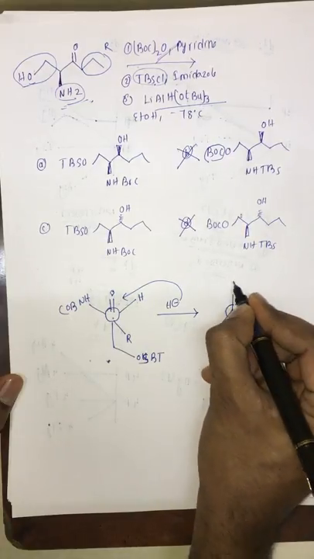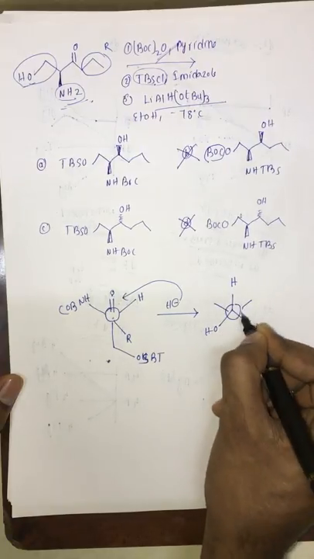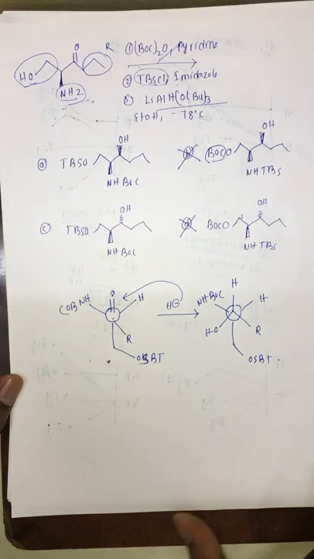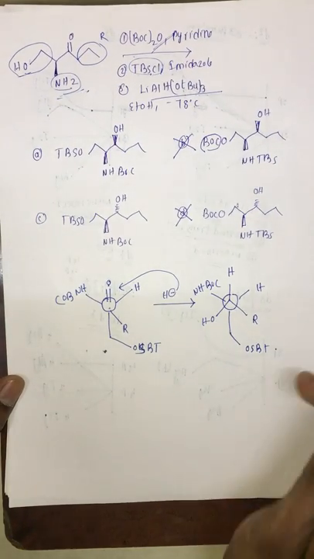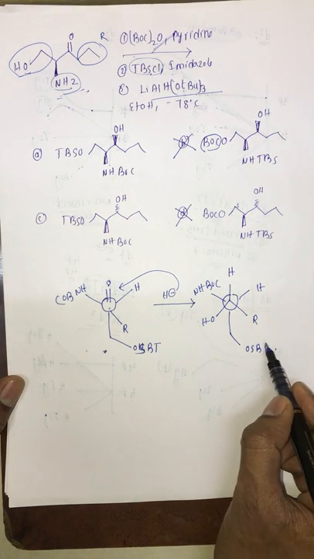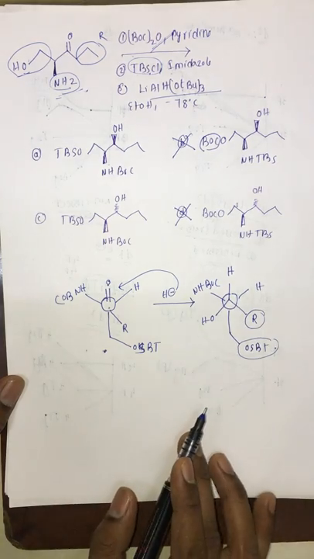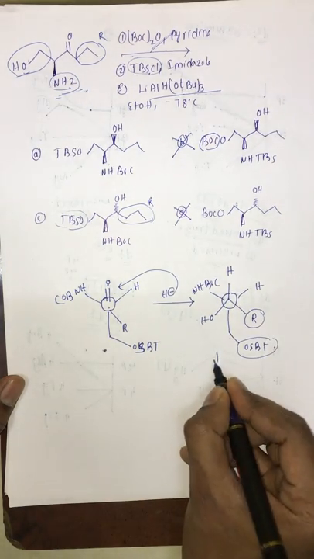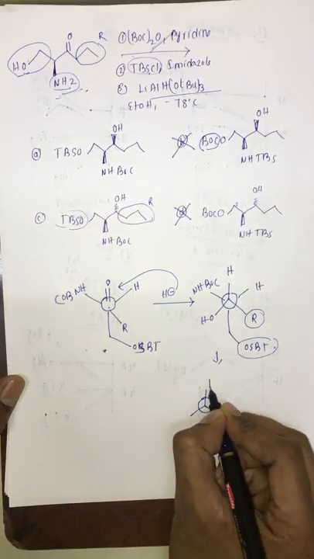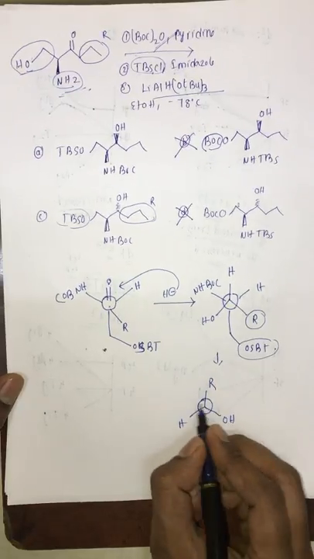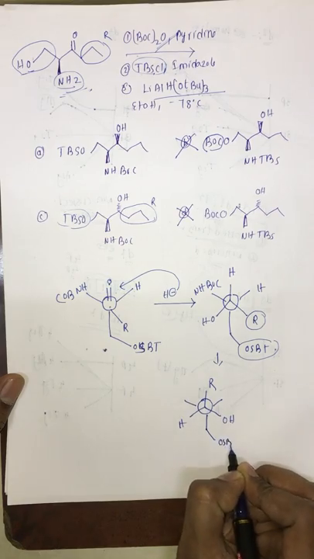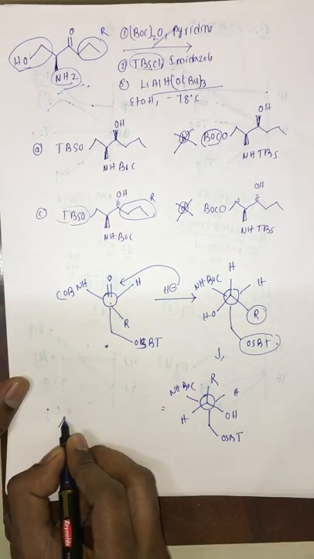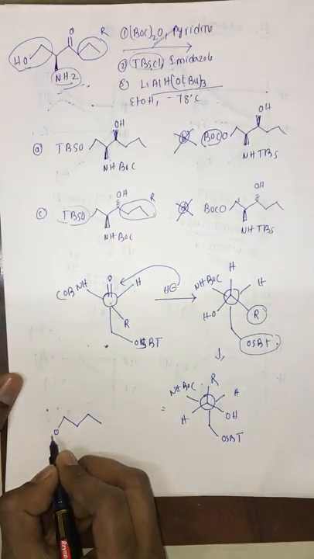And now this is H, OH, R, OSBT, NHBOC and H. Okay, so this one we got. So now on the plane we need to see. On the plane, this group and this R group are on the plane. In the options they have given this group and R group on the plane. So because of that reason, we have to rotate this one by 120 degrees. So R will come here, H, OH, OSBT, NHBOC and H. So now we need to convert into normal form. This is OSBT.